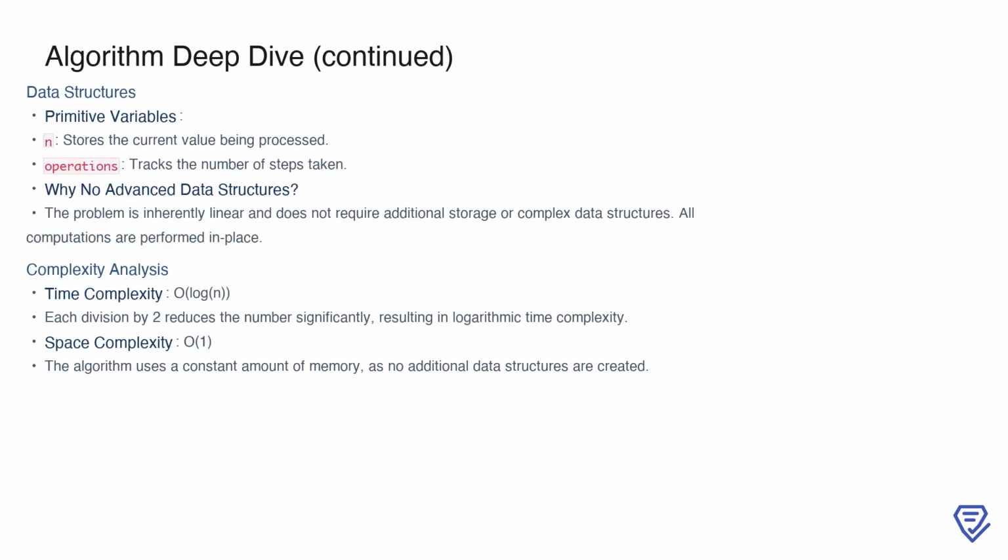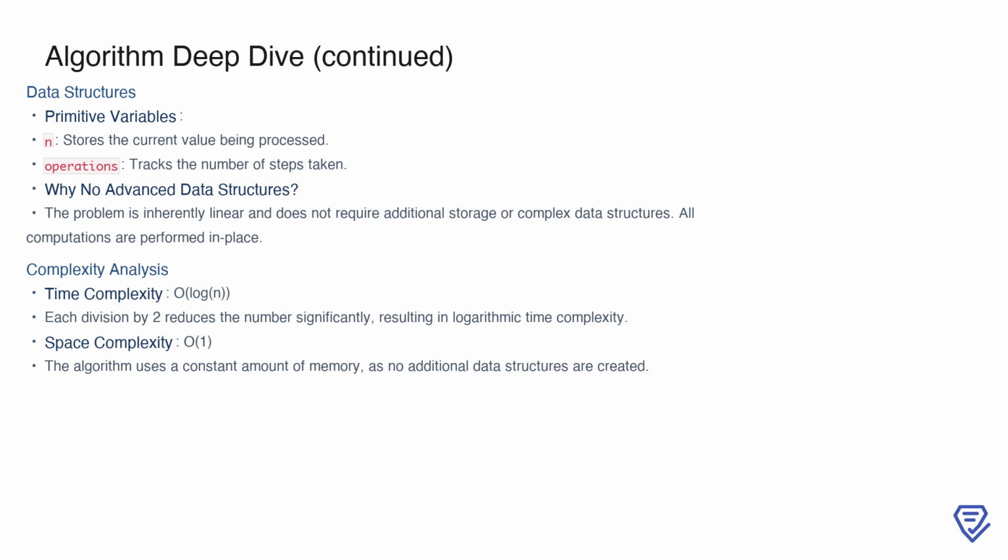The algorithm relies on very basic data structures. Specifically, it uses 2 primitive variables: n, which stores the current number being processed, and operations, which tracks the total number of steps taken. No advanced data structures are needed because the problem is inherently linear and all computations are performed directly on the input. This simplicity leads to an efficient complexity profile.